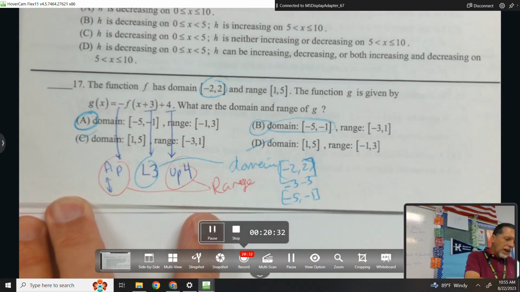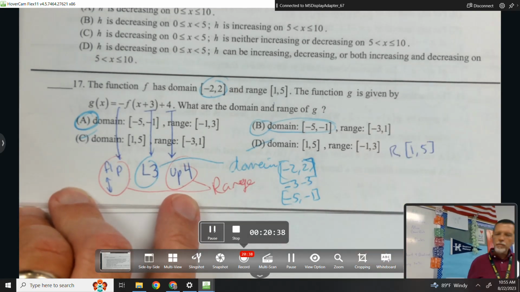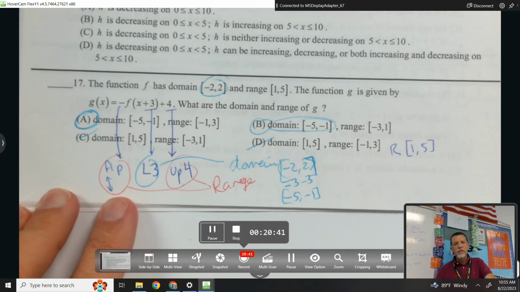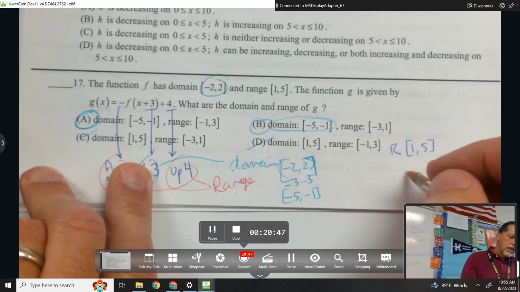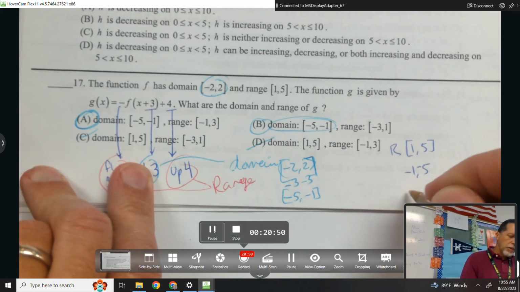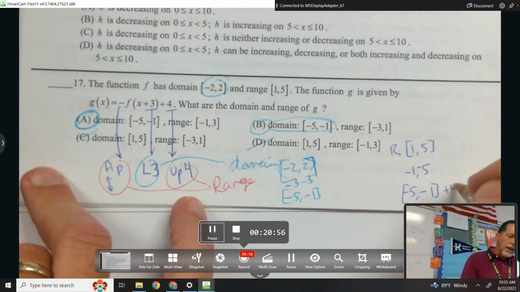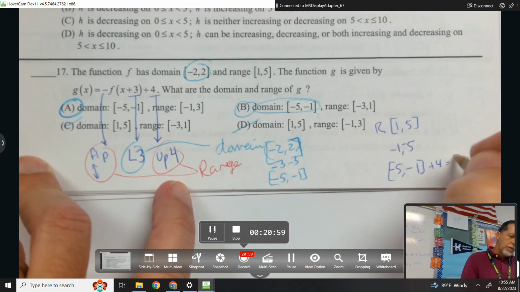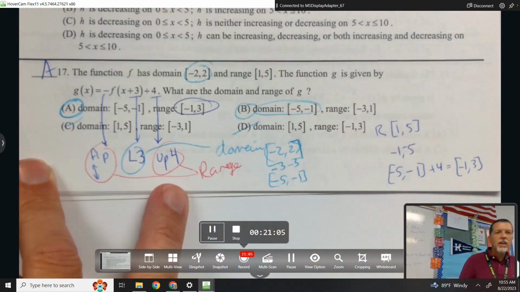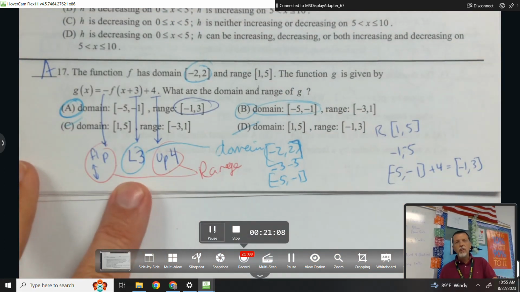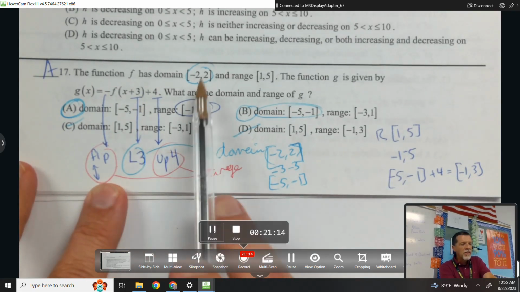My range, the original was 1 to 5. If I flip it over, well, I'll just multiply them by negative. That would work. So -1 to -5. That seems a little bit weird because that's out of order, but -5 to -1. And then I need to add 4 to everybody. That would be -1 to 3. Hope that's an answer choice. It is. That was tricky. You had to use your combination of things, your parent function transformations, and then apply that to domain and range.